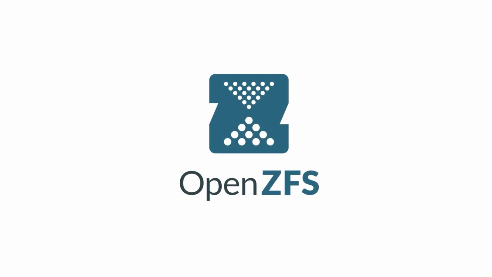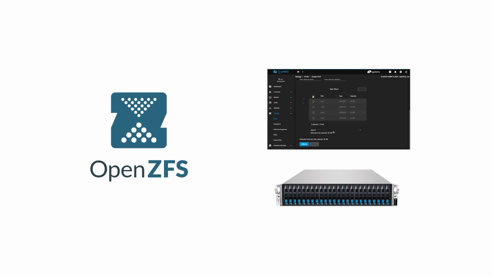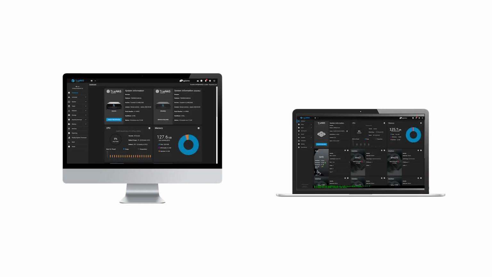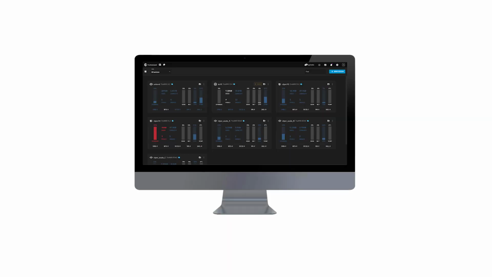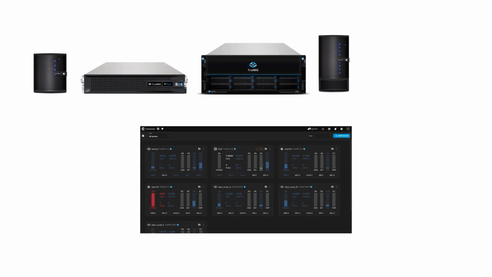All three TrueNAS editions are cross-compatible, leverage the unparalleled OpenZFS file system, and are managed with the same software, which means there's virtually no learning curve when using TrueNAS in different environments. And IT teams responsible for fleets of TrueNAS systems can also have access to TrueCommand, a single pane of glass unified management platform that greatly simplifies your storage operations.